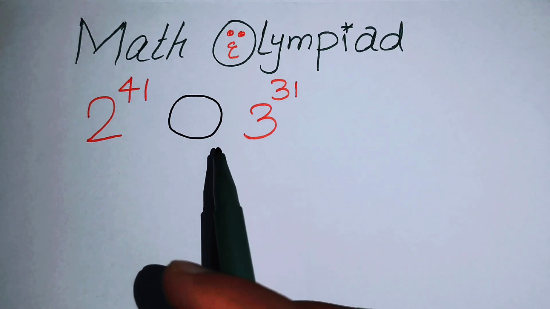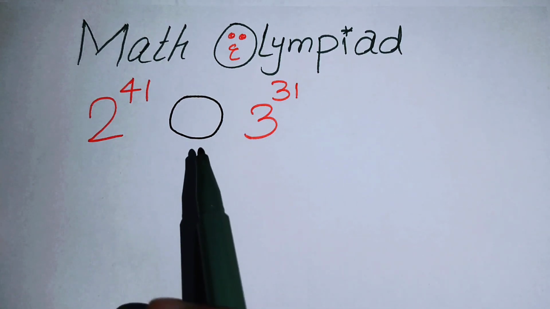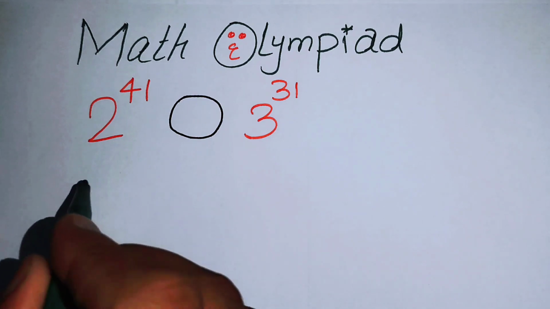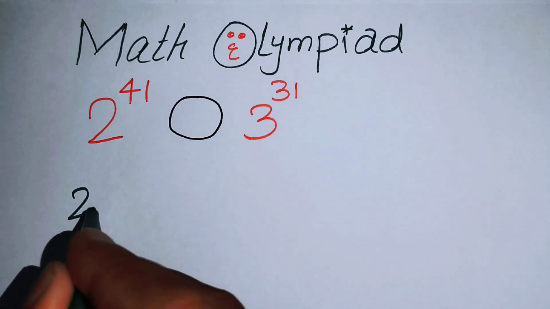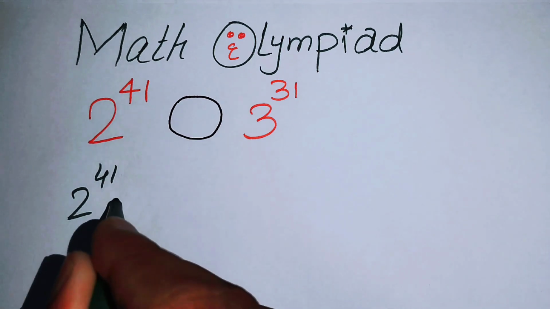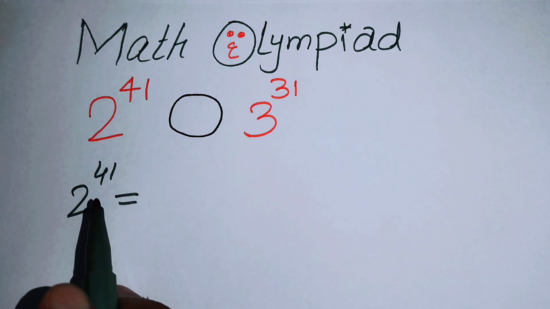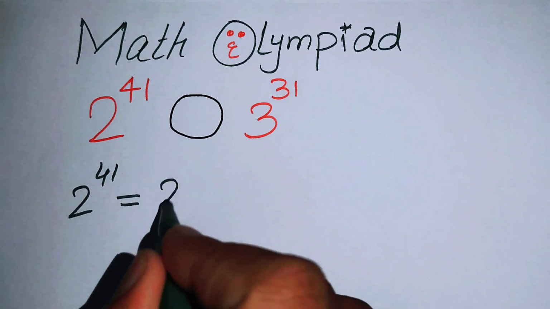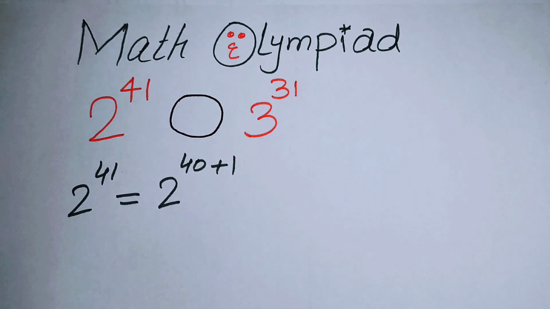So the very first thing we are going to do is simplify both of the numbers separately. First I can simplify the number which is 2 to the power of 41. Here you can focus on 2 to the power of 41, whose exponent is 41. So we can write this 41 as 40 plus 1.